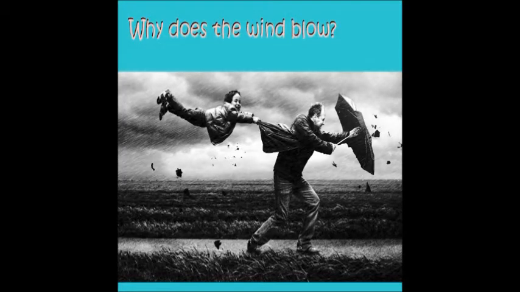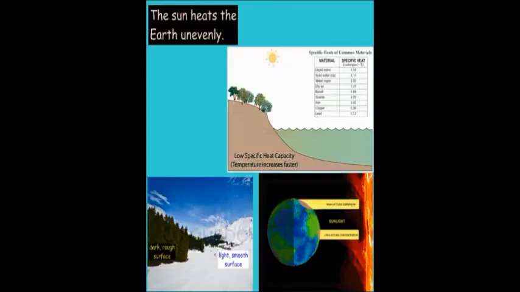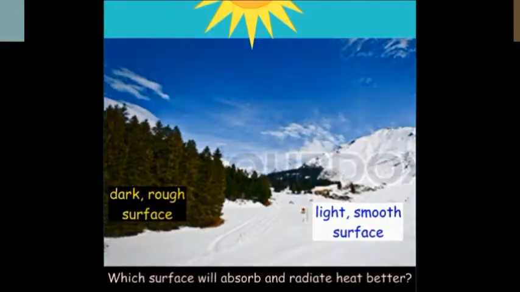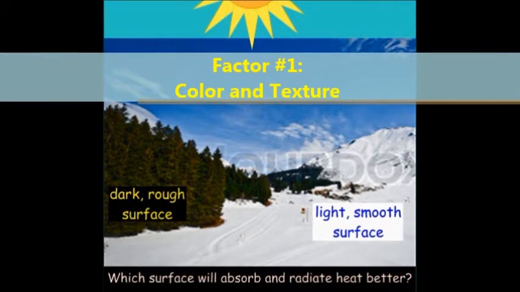The topic that we're going to explore this week is why does the wind blow? And the first part of the answer to that question is that the sun heats the earth unevenly. And there's three reasons for this. First, consider how color and texture affects heat.